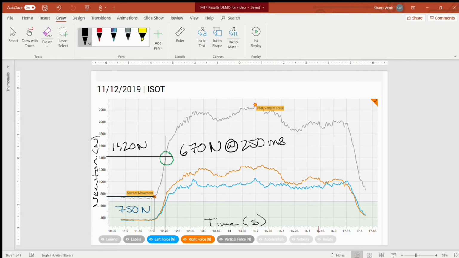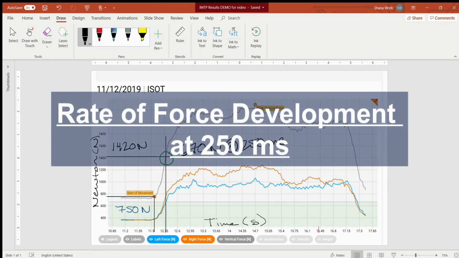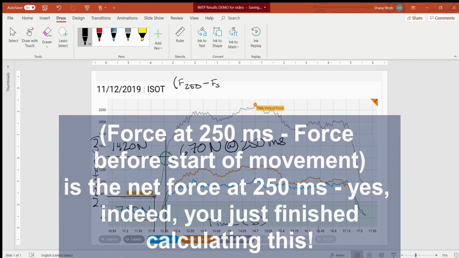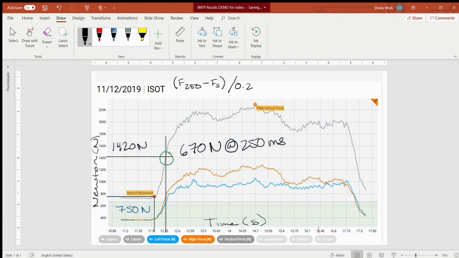Now that we've identified force at 250 milliseconds as 670 newtons for this example, we can use that to more easily calculate the rate of force development at 250 milliseconds. The formula for that is force at 250 minus the force before the start of movement, which is in this case 750 newtons, so that calculation we just applied, divided by, now translated into seconds, 0.25 seconds as the equivalent of 250 milliseconds.